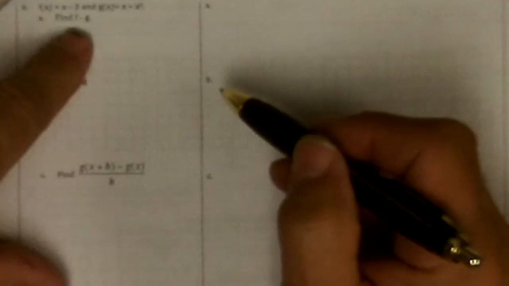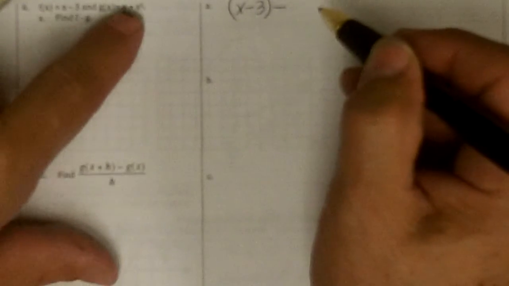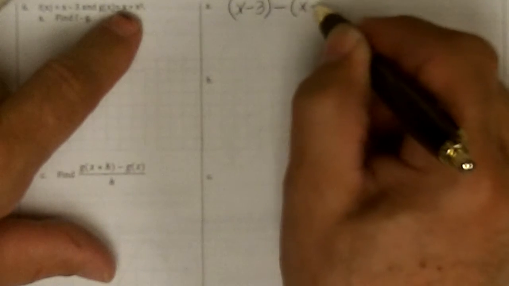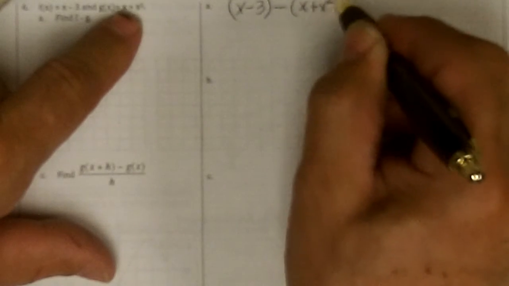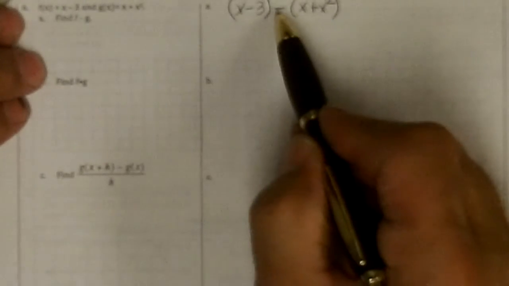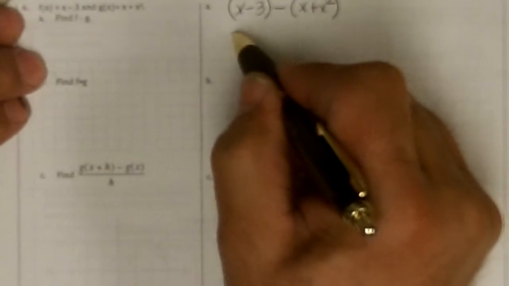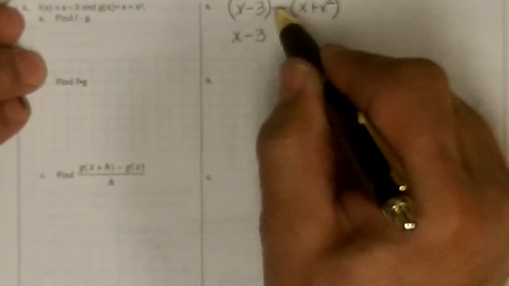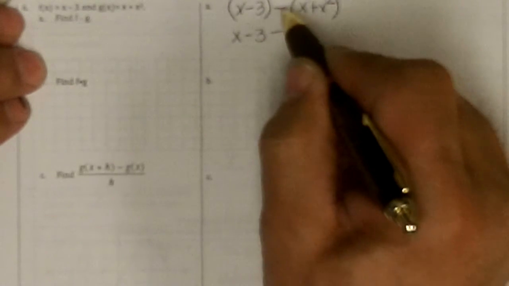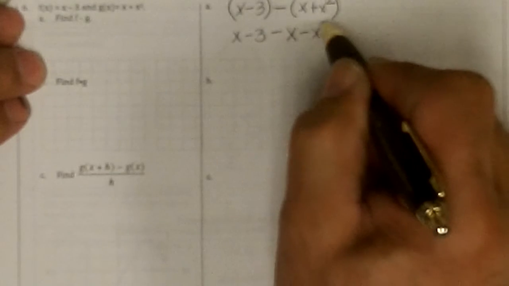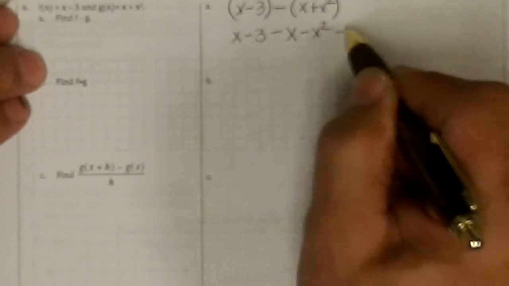Page 3, f minus g. x minus 3 minus (x plus x squared). Now let's simplify. The minus can get distributed, so I'd have x minus 3 minus x minus x squared. Many of you skipped that step and messed it up.